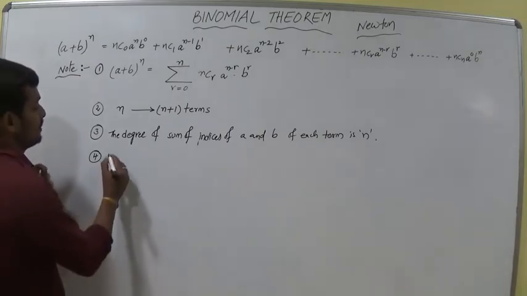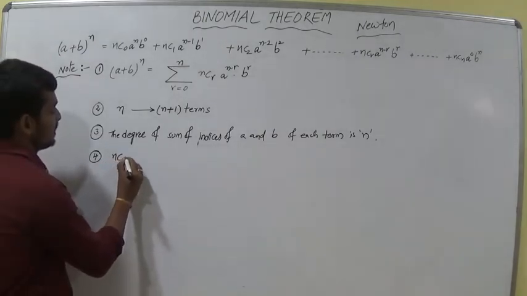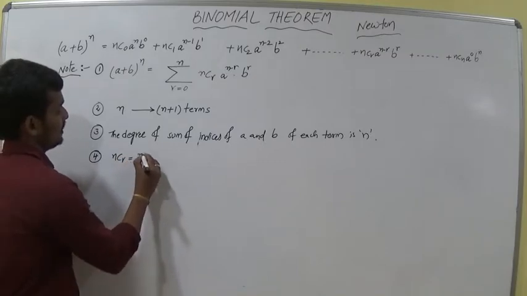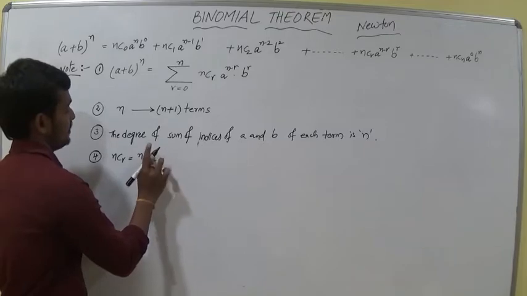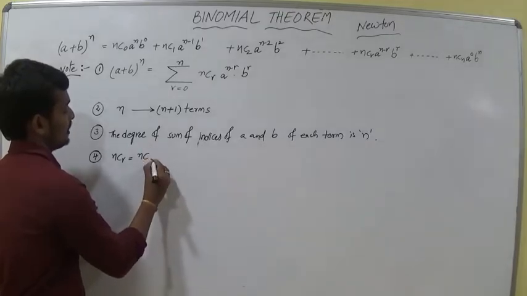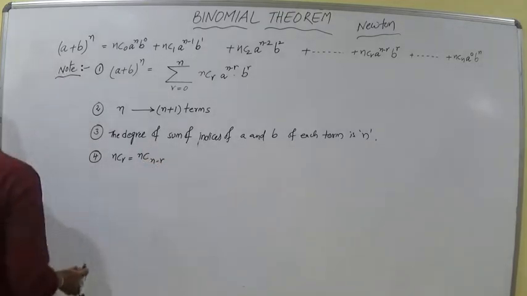we know one thing, that nCr is equal to nC n minus r.